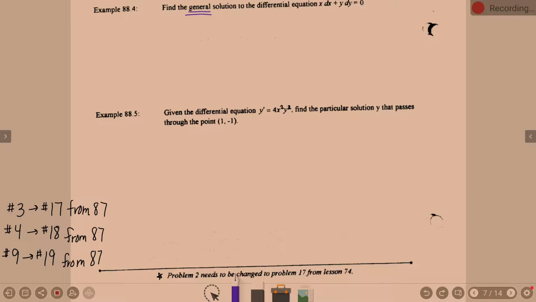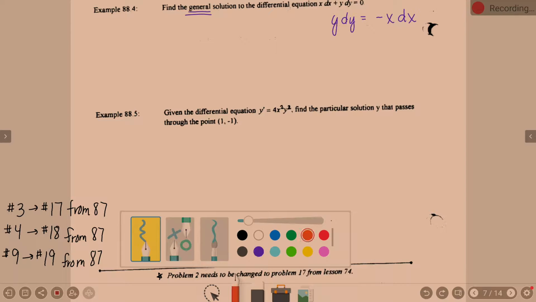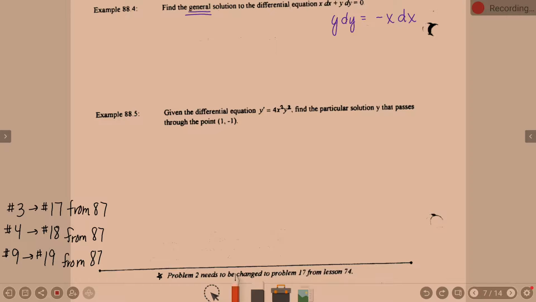Okay, we want to separate x and y. So if I leave my y dy on the left, and then if I take my x dx and I subtract it over, I'm going to say negative x dx. My x's and y's are separate. So now I'm going to integrate.